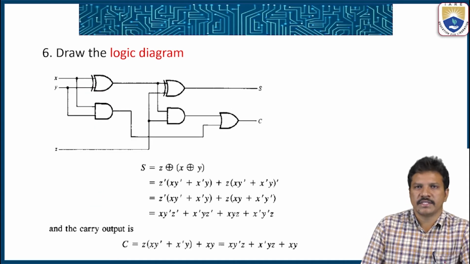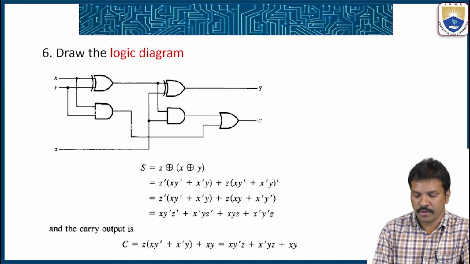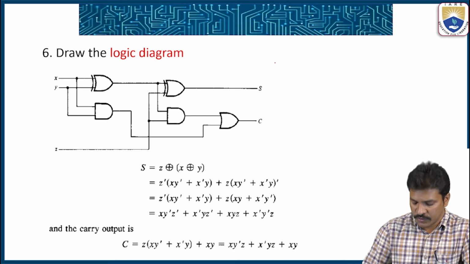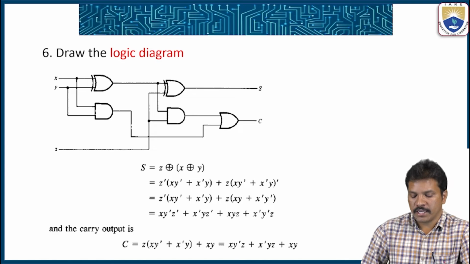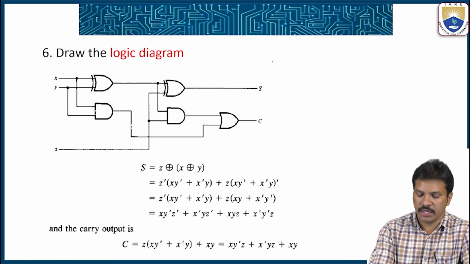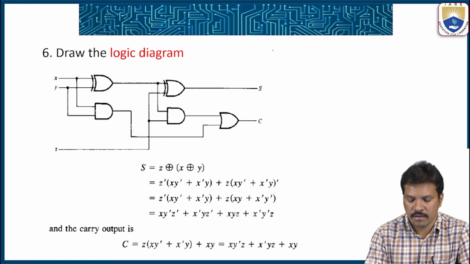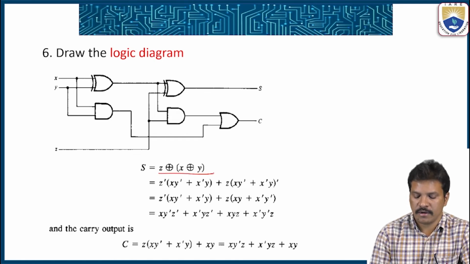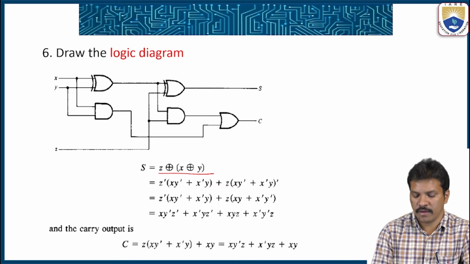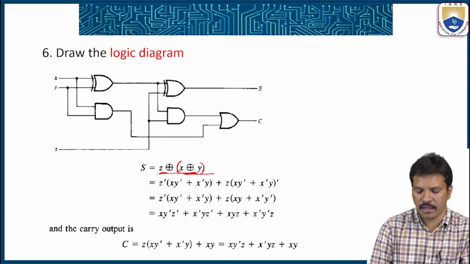And also we can draw this expression. If you see this, the sum expression can be represented with Z XOR X XOR Y. You can take this associative law: Z XOR X XOR Y. This X XOR Y is the first XOR gate. This output is XORed with the Z input. Then we can draw the diagram.